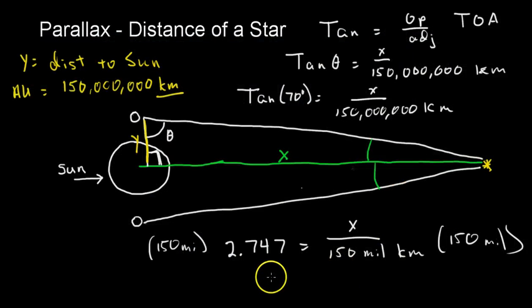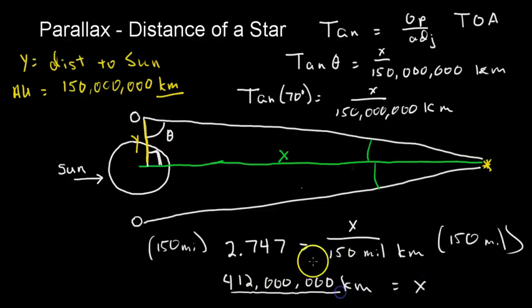So we get 412, and we'll just round that off to 412 million kilometers equals x. So this would be the distance of this line here. So this star is approximately 412 million kilometers away using the idea of parallax and a little bit of basic geometry. So I thought it was pretty cool.